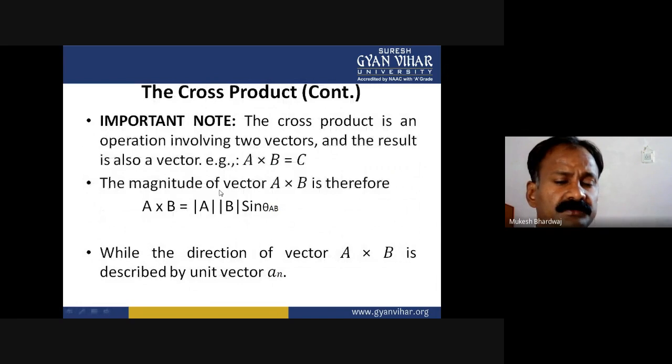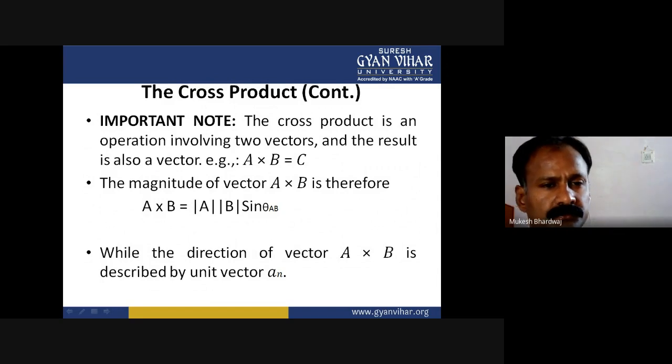Important note: the cross product is an operation involving two vectors and the result is also a vector. Example, A cross B equals C. The magnitude of vector A cross B is therefore mod of A cross B equal to mod A mod B sin theta AB, while the direction of vector A cross B is described by a unit vector AN.